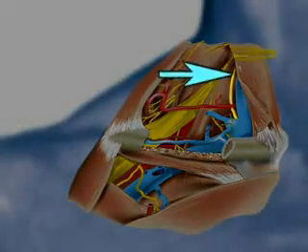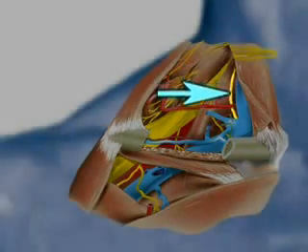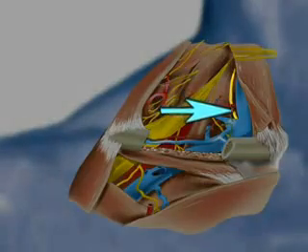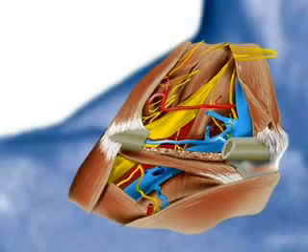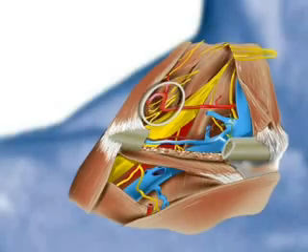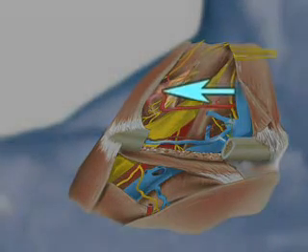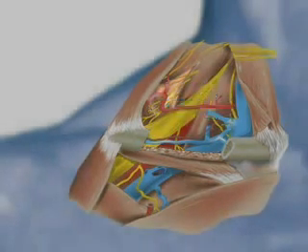The phrenic nerve curves around the lateral border of scalenus anticus and travels on its anterior surface. Some branches of the brachial plexus perforate the scalenus medius and go to form suprascapular nerve and nerve to the levator scapulae. Scalenus posterior lies behind scalenus medius.